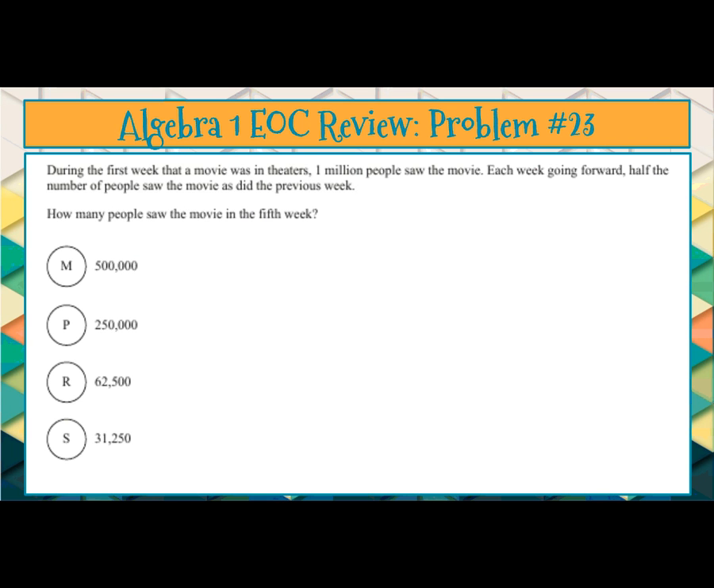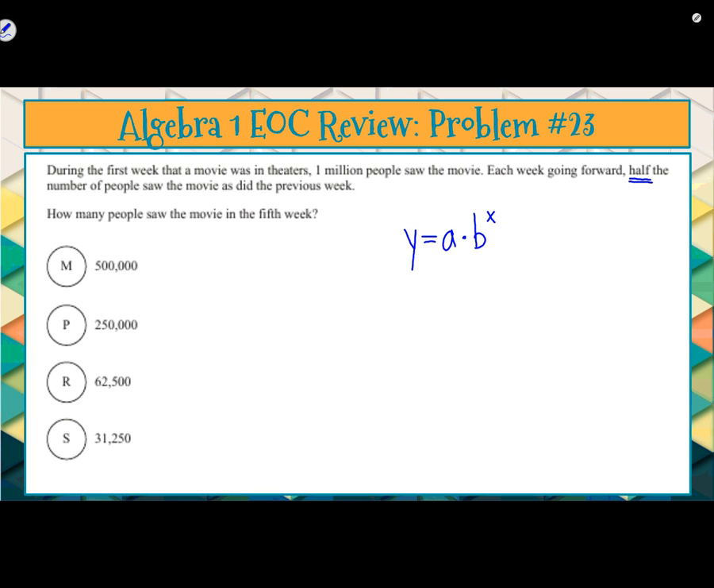During the first week that a movie was in theaters, 1 million people saw the movie. Each week going forward, half the number of people saw the movie as did the previous week. How many people saw the movie in the 5th week? This is an exponential function. So what we have is half, and so that is going to indicate that we need to use y equals a times b to the x, where b is going to be 1/2. A is going to be our 1 million people. And that's going to be our equation that represents this.